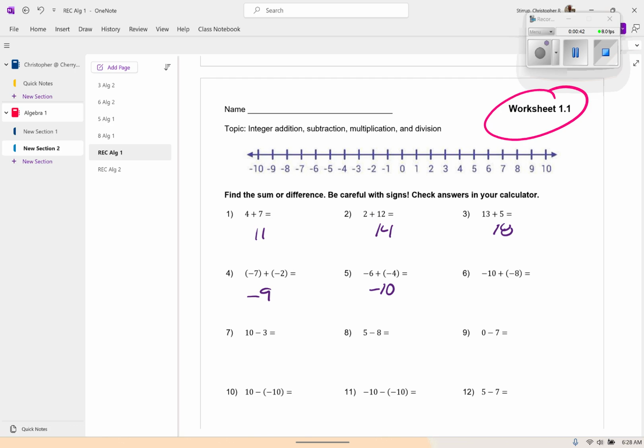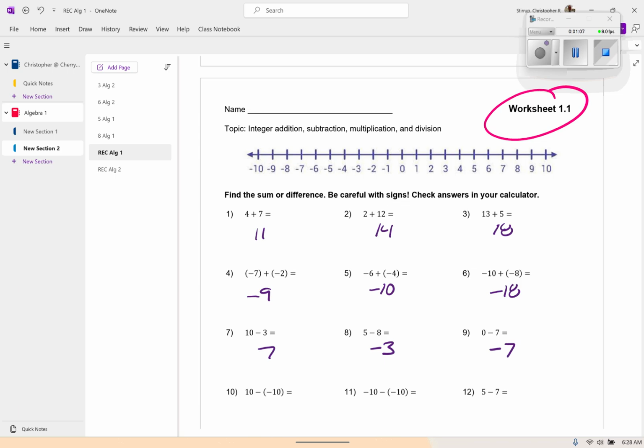When you see a negative sign or a subtraction sign in front of a number, that means it's going backwards. It's counting to the left. Okay, see something that costs $10, something costs $8. So you owe -18. It is just traditional subtraction. 10 minus 3 is 7. 5 minus 8. You have $5 in your pocket. Something costs $8. So you owe $3. So it's negative. 0 subtract 7 is just -7.